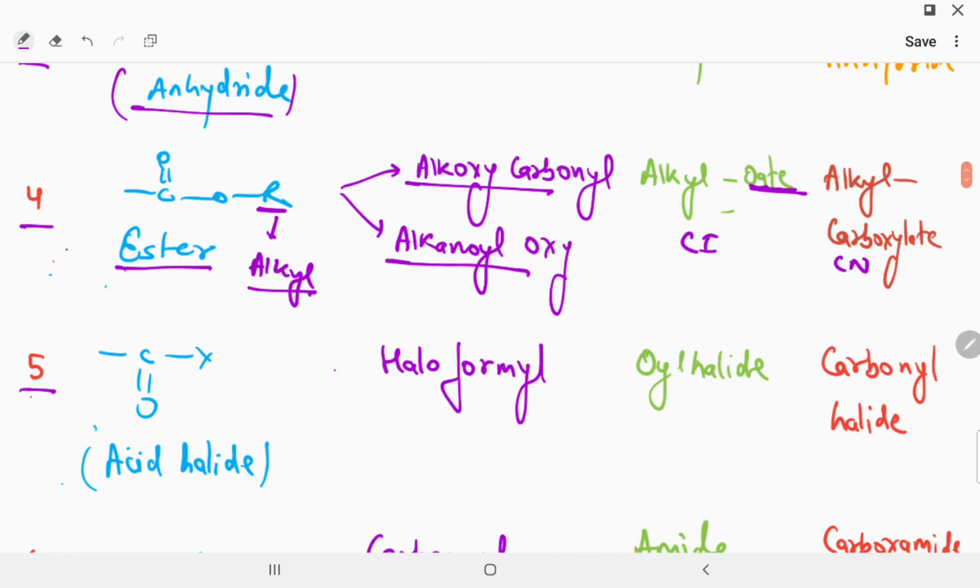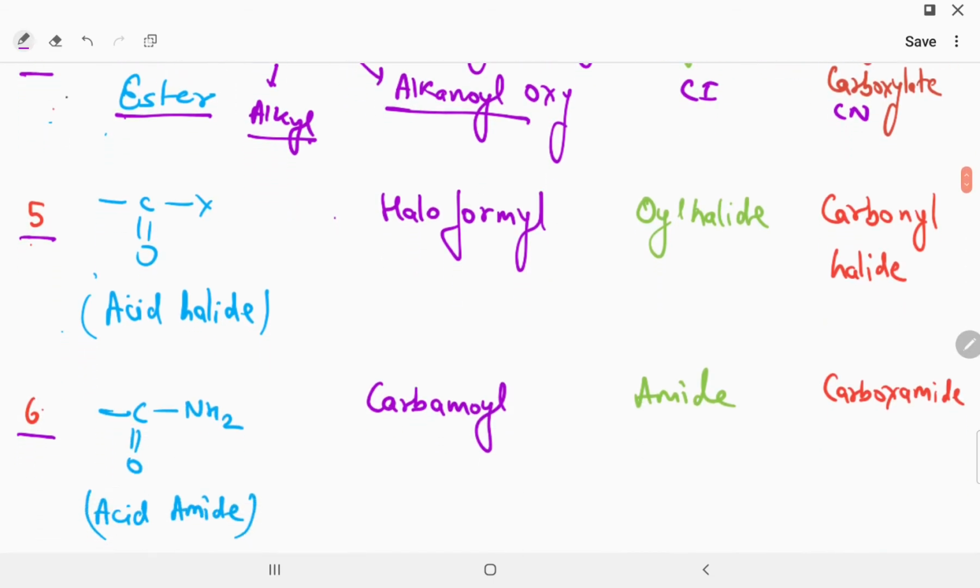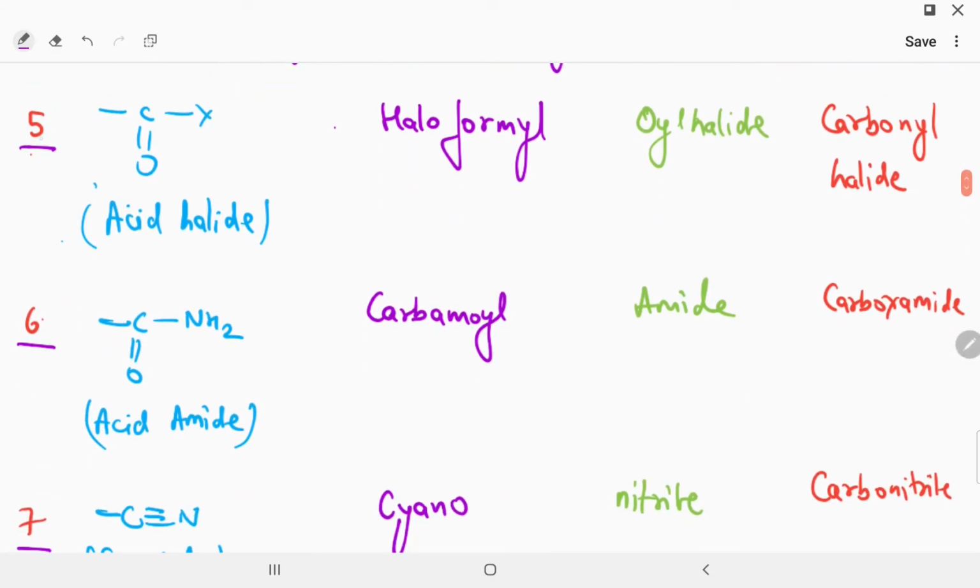If the parent chain has a single bond, we say alkane carboxylate. If double bond, alkene carboxylate. Now the fifth priority is acid halide. This X is a halogen, either fluorine, chlorine, bromine, iodine, and so on. The prefix is called haloformyl. If it is a chloro acid halide, this is called chloroformyl. If fluoro, fluoroformyl. If bromo, bromoformyl.